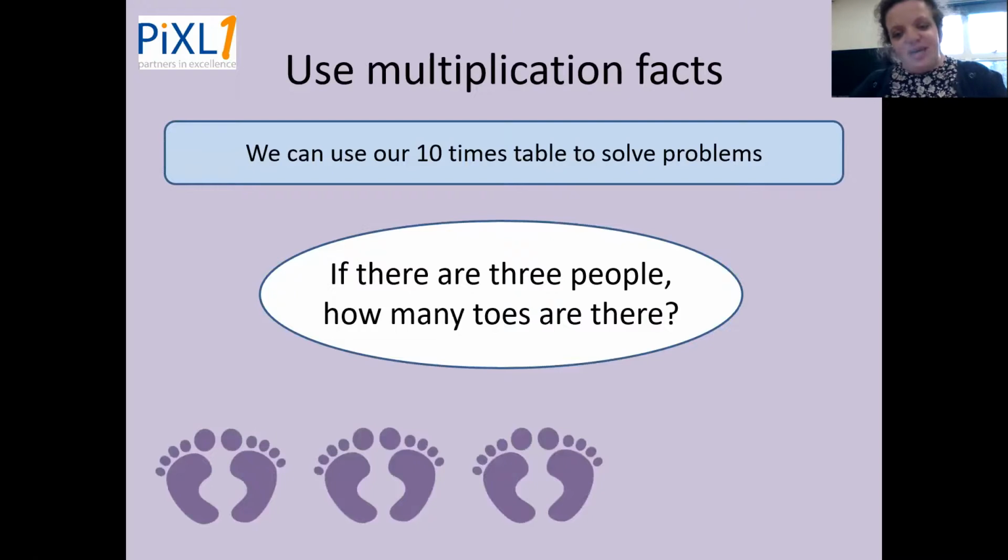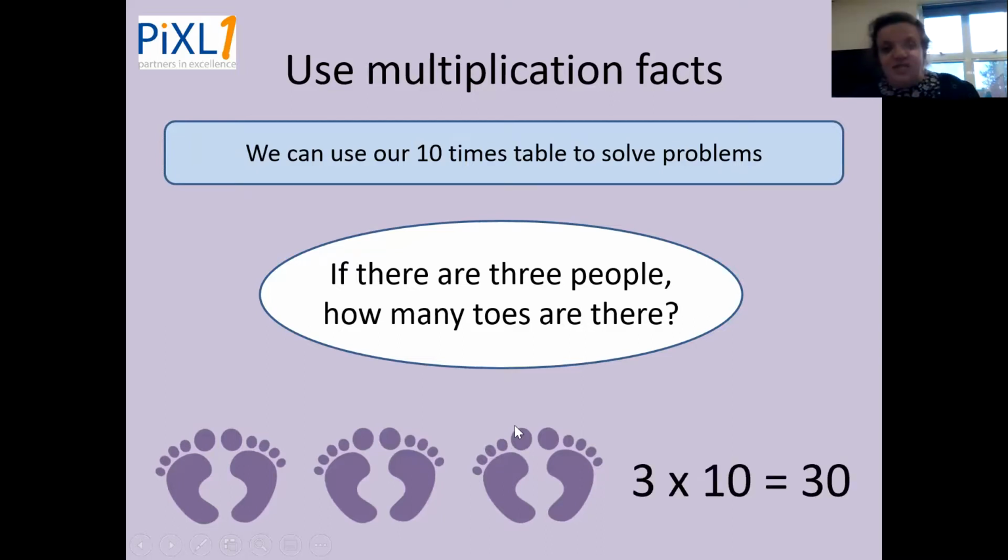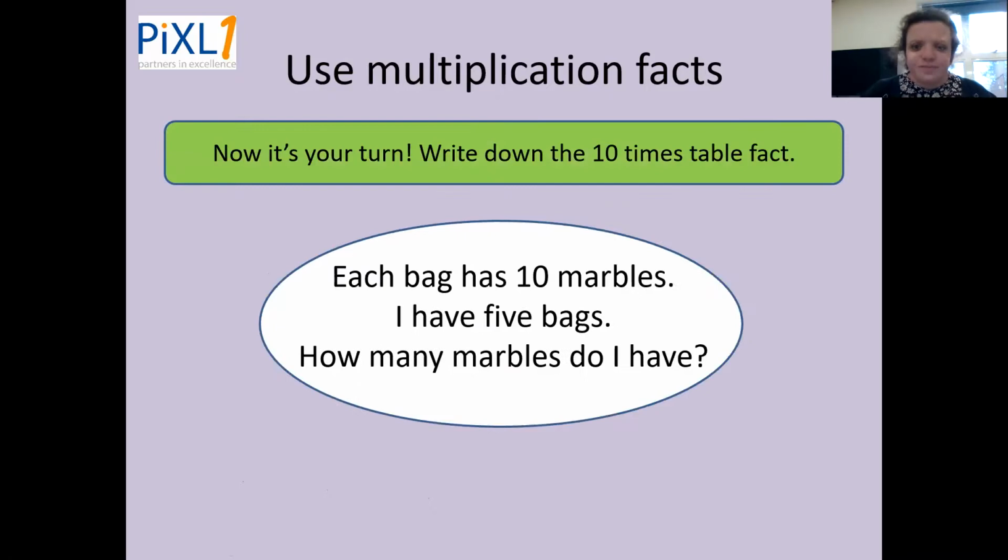So if there are 3 people and each person has 10 toes, how many toes are there all together? See if you can work it out. Pause if you need to. Okay, let's count in 10s and see how many toes there are. 10, 20, 30. So who else got 30? And my number sentence would be 3 times 10 equals 30.